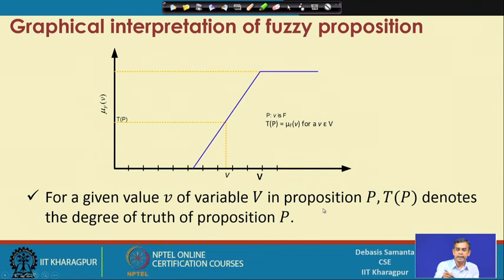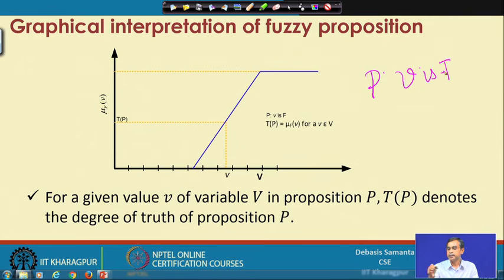Here we can elaborate this concept more meaningfully. As I told you, P is a proposition denoted as V is F. That means F is a fuzzy set, and if F is a fuzzy set, then definitely it is defined by a membership function. This membership function can be drawn as a graph. Here this is the graph of the fuzzy set F, showing how the value of the membership function varies with different elements defined over the universe of discourse V.